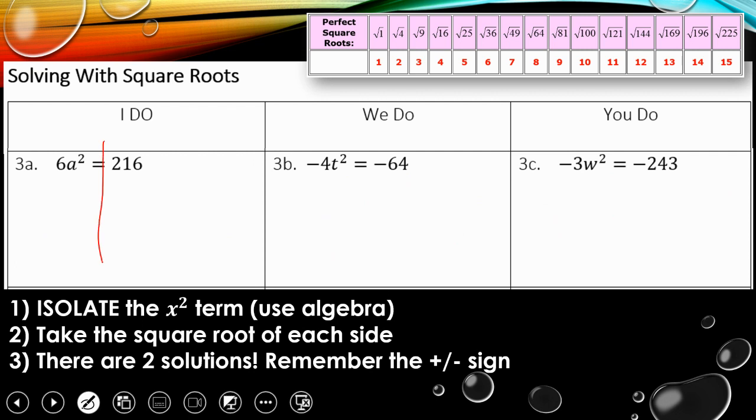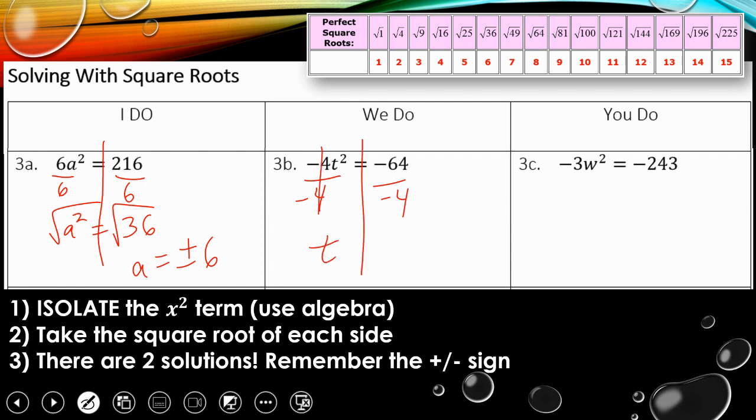So again, isolating, treat it just like it's in the other variable that you solved for. And then take the square root. Use your plus or minus sign. Divide by negative 4. Plus or minus 4. Divide by negative 3. Take the square root.